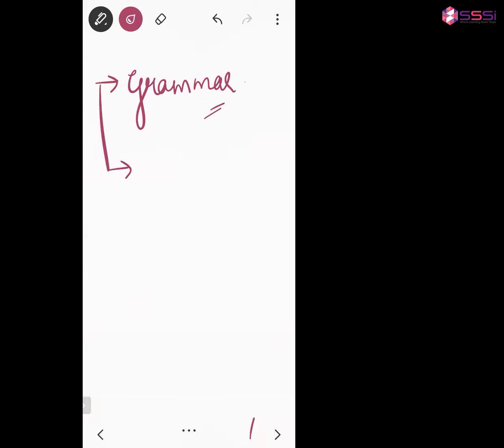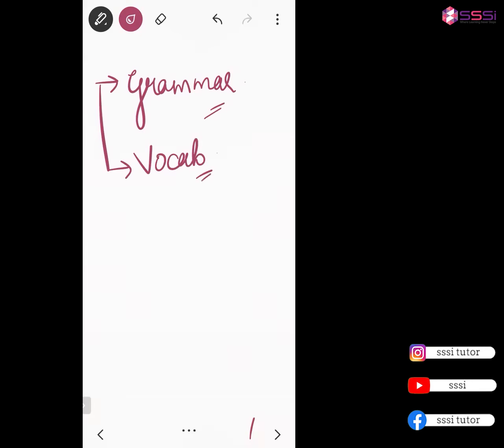Plus, you should have a very good vocab. That means you should know the English terms to use instead of, you know, you need to have accuracy when it comes to using terms. Are you getting my point?